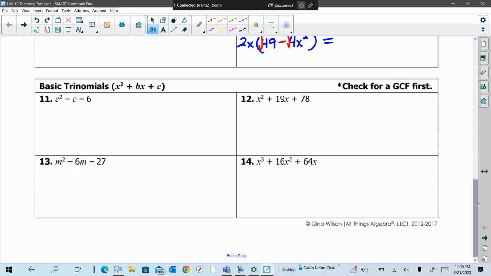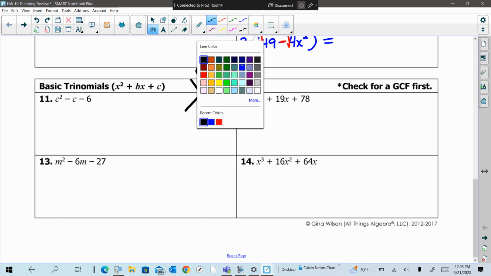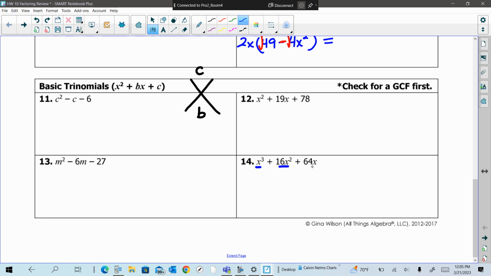The basic trinomials, this is when we use our X puzzle, and in the X puzzle, C is on top and B is on the bottom. So for example, you still want to check for a GCF, so I'll do 14 because that one has a GCF. Between the 3 terms, they have an x in common. So I would take out the x, divide, and this becomes x squared minus 8x plus 64.